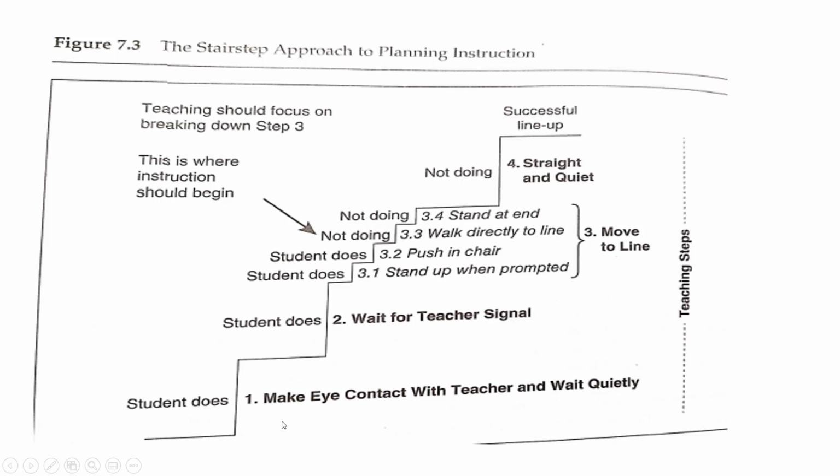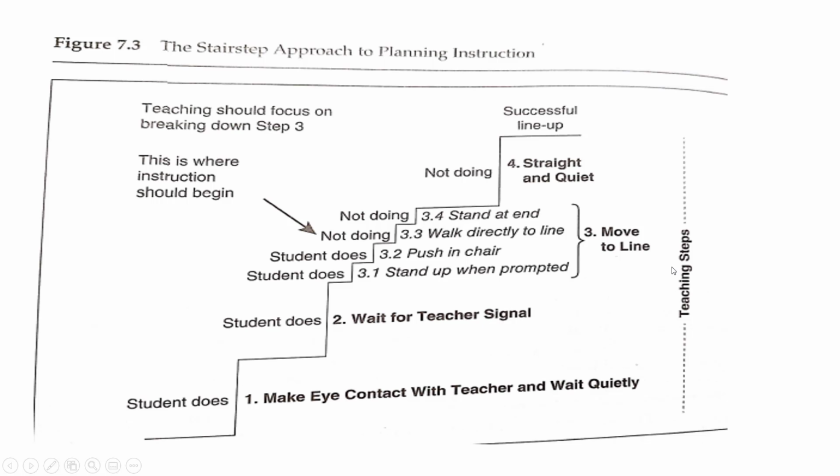And we see that the student does make eye contact with the teacher. The student does wait for the signal, but the student is not moving to the line. So moving to the line, you can break that into its own task list or task analysis and break it down into sub-skills. So stand up when prompted, push in chair, walk directly to the line, and stand at the end. But when you break that down, we see that the student stands up, the student pushes their chair, but the student's not walking directly to the line. And that's where your instruction should begin.